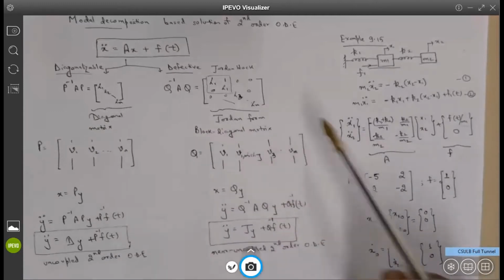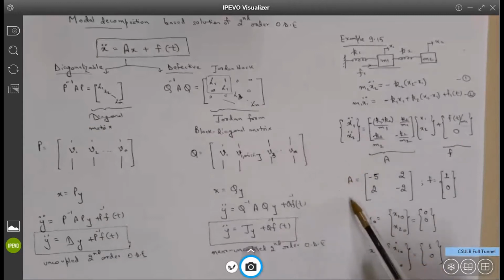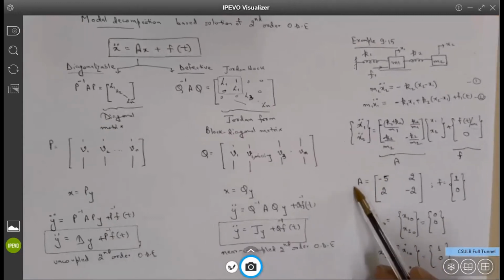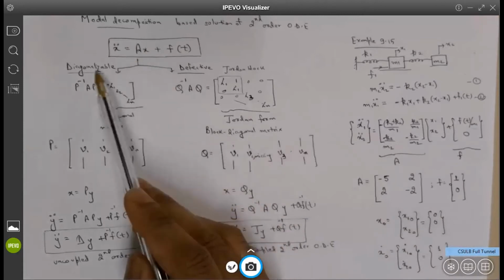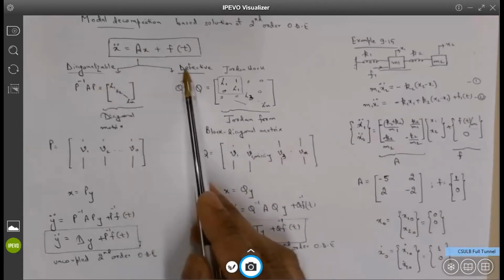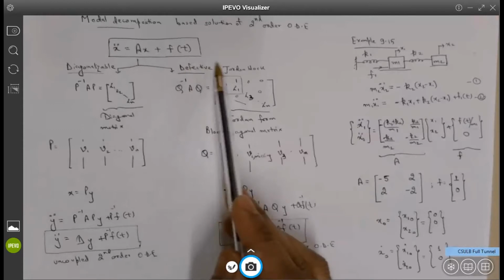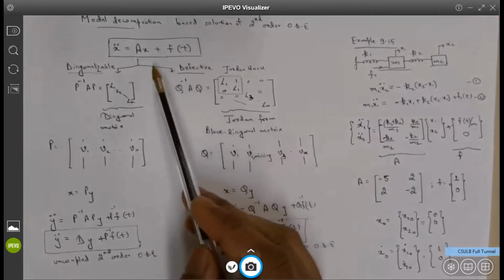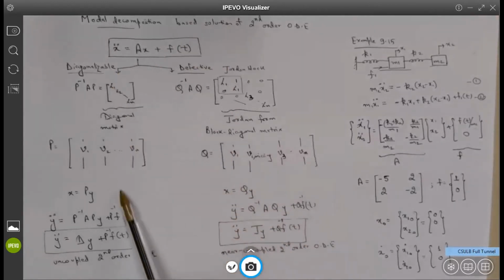So what we are going to do is the modal decomposition method. But before we apply the modal decomposition, we need to find out whether A is diagonalizable or defective. Now, these are the two branches of solution methodology. If A is defective, we have to go through this route. If A is diagonalizable, we have to go through this route.